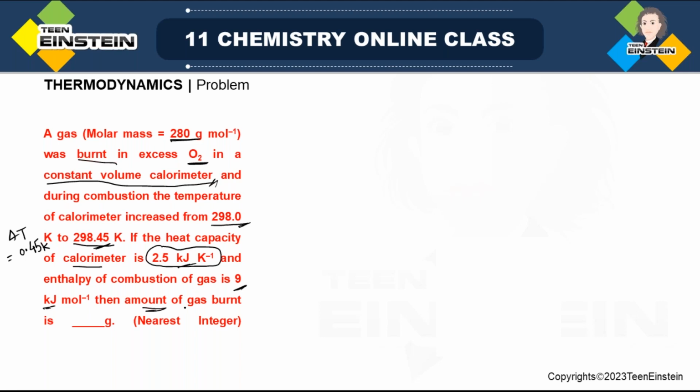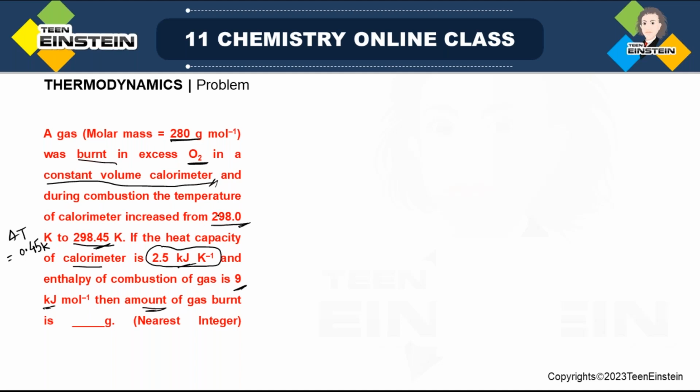So what information is given? The molar mass is given. If you can find the number of moles, as you know the molar mass, you can easily get the total amount involved, simply by multiplying the number of moles with the molar mass. So here we have to find basically the number of moles.